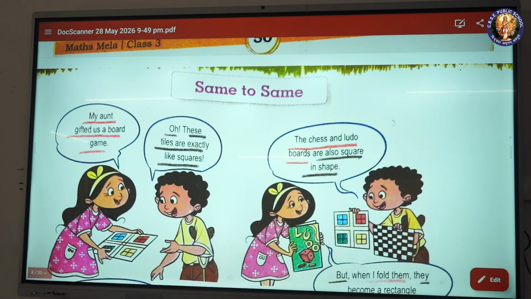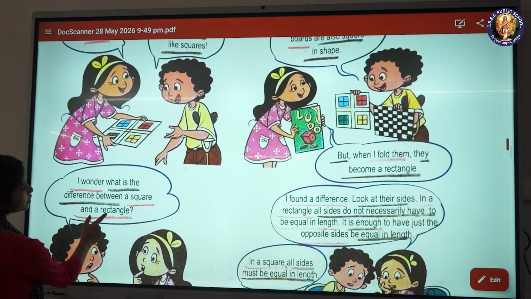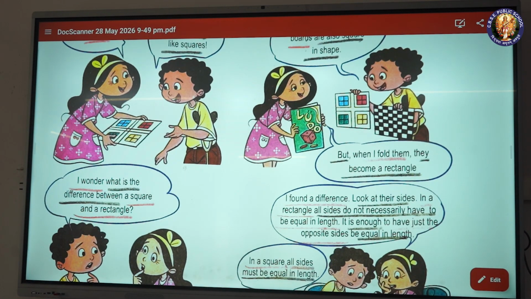Same to same. My aunt gifted a board game. These tiles are exactly like squares. The chess and ludo boards are also square in shape. But when I fold them, they become a rectangle. I wonder what is the difference between a square and a rectangle.